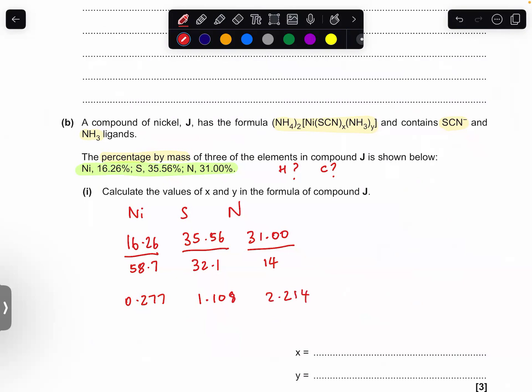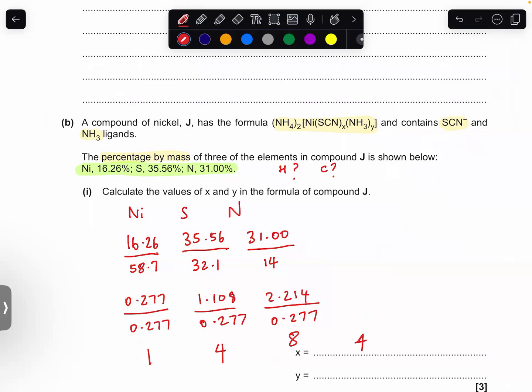You divide all of them by the smallest number, which is 0.277. That gives you 1. That gives you a 4. And that gives you an 8. So that means for sulfur, for every 1 nitrogen, there's going to be 4 sulfur. So X is actually equal to 4.